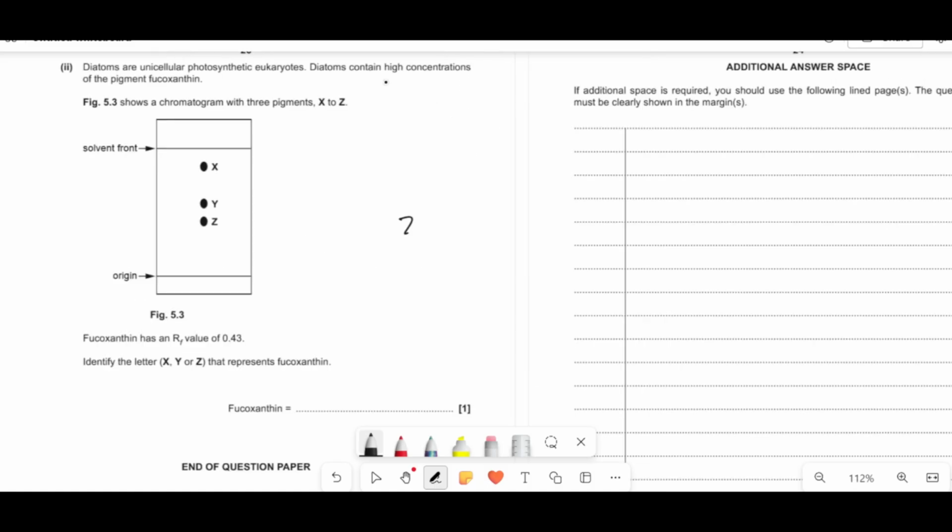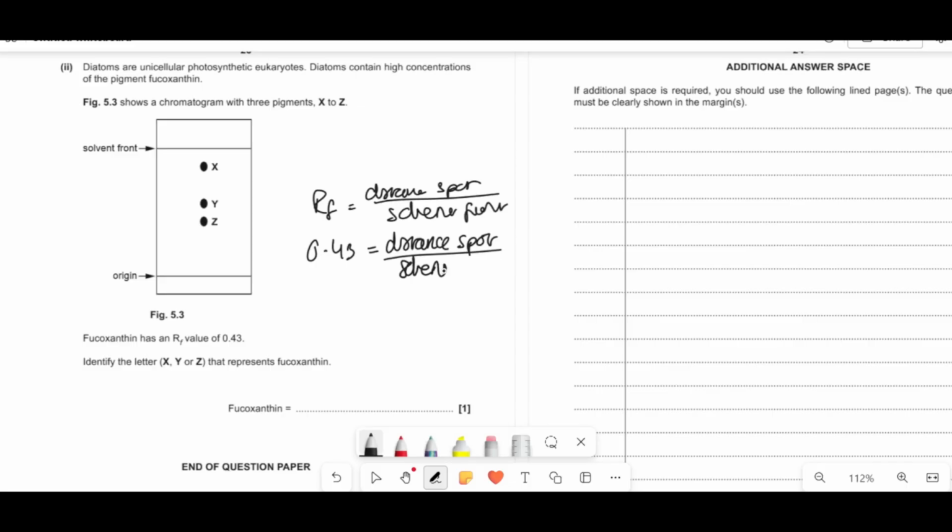There you go. Diatoms are unicellular photosynthetic eukaryotes. Diatoms contain high concentrations of this pigment. And this is the chromatogram, showing you the pigments X, Y, and Z. There's your origin, there's your solvent front. It has an RF value of this. Identify the letter X, Y, or Z that does that. Remember that your RF value is the distance of the spot over the solvent front. They've told you 0.43 equals the distance of the spot over the solvent front. So if you do 0.43 times the solvent front, you'll get the distance of the spot.